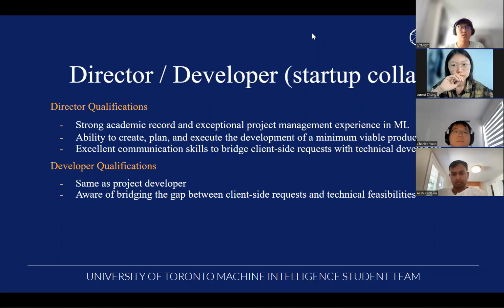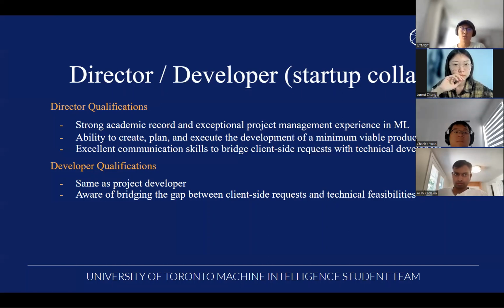But this also means that there's going to be much stricter qualifications, which include a strong academic record and also exceptional project management experience in machine learning. Also, we are expecting you to have the ability to create, plan, and execute the development of a minimum viable product in a 6-month development cycle. Of course, we also want you to have excellent communication skills to bridge the client-side requests with the technical developers and also the technical feasibility side of things.